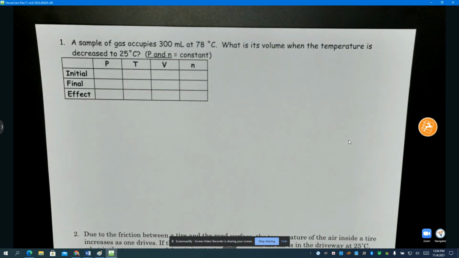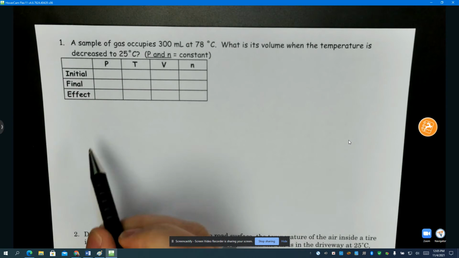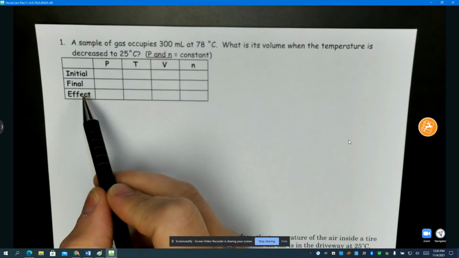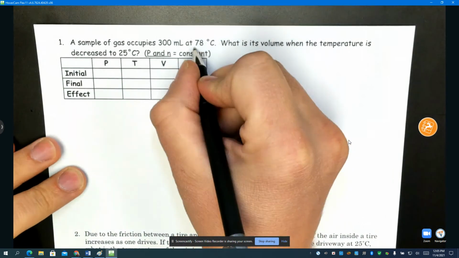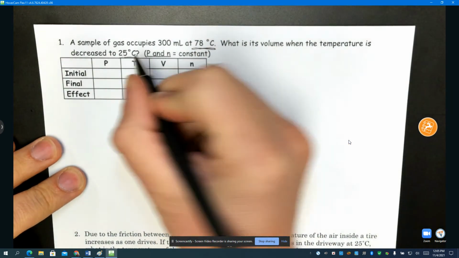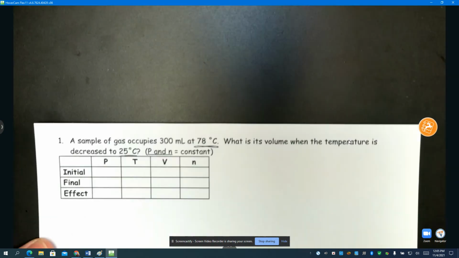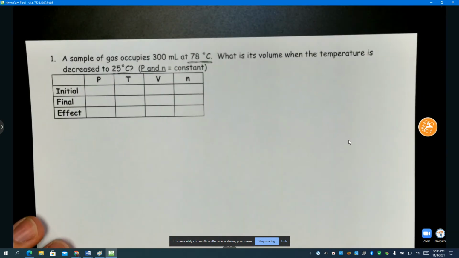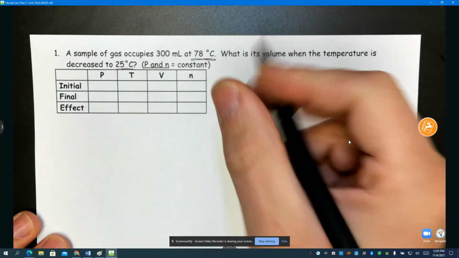Howdy, students. So we are going to solve this problem. We're going to use something called an IFE table. That stands for initial, final, effect. The first thing you need to do with problems like these, when temperatures are in Celsius: Celsius does not work for this type of problem. So we are going to convert those into Kelvin.